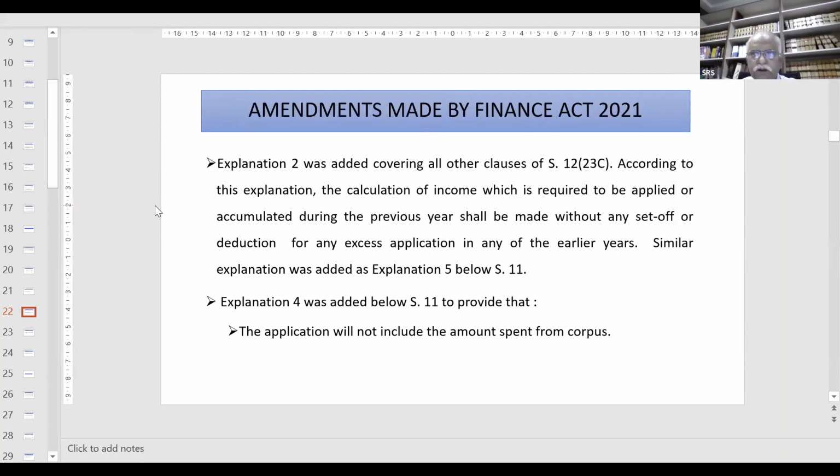There's a small typo here. It is section 10(23C), not 12(23C).